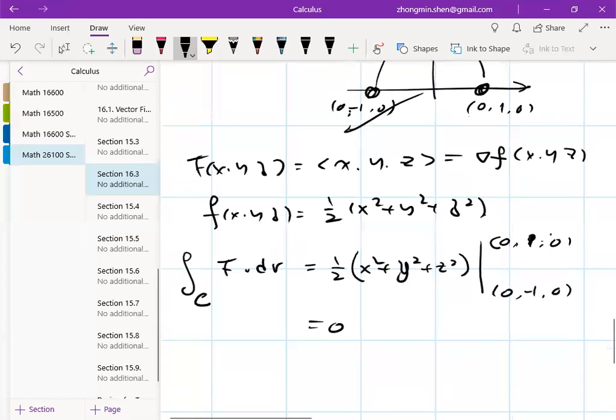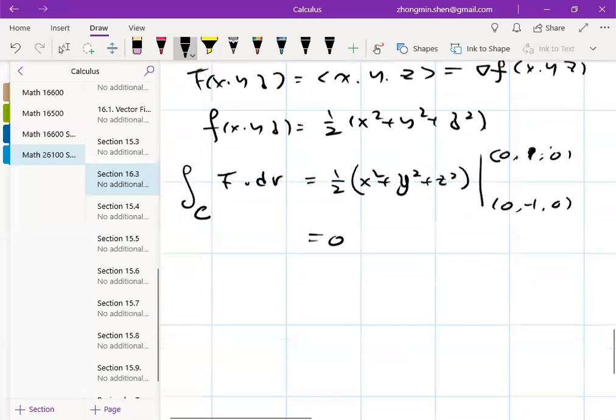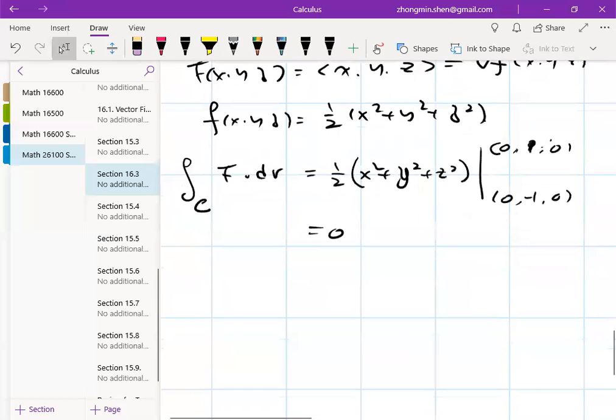It's much quicker to do. You don't need to parameterize that. You just need to find out the little f. If it's the gradient of some function, then all you have to do is evaluate the function at those two endpoints and take the difference. Right. The same argument is true for 2 dimensions.